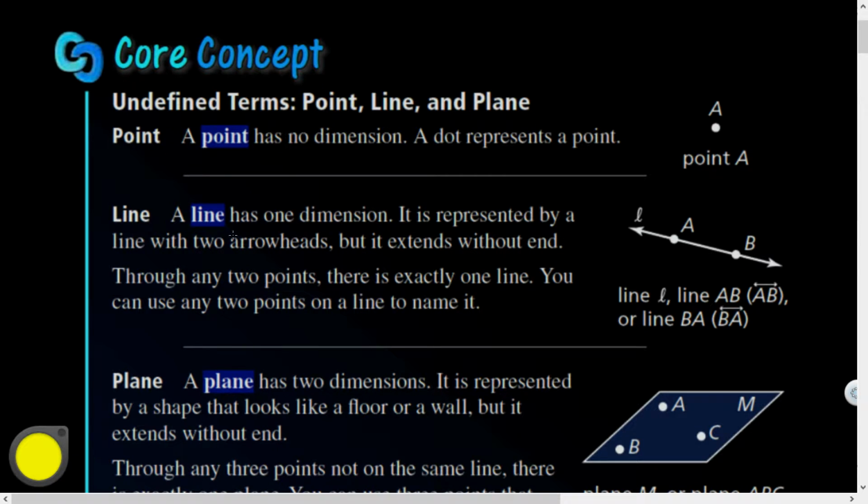So a line has one dimension. It is represented by a line with two arrowheads, so it does travel infinitely in both of those directions. It extends without end. Don't let that freak you out. It just keeps going forever in both directions. The number of points on the line, there are infinitely many of them. How many points are there between A and B? Also infinitely many. What's the closest point I could pick to B? Let's say it was right here. Well, guess what? There's infinitely many points closer to B than that point that I picked.